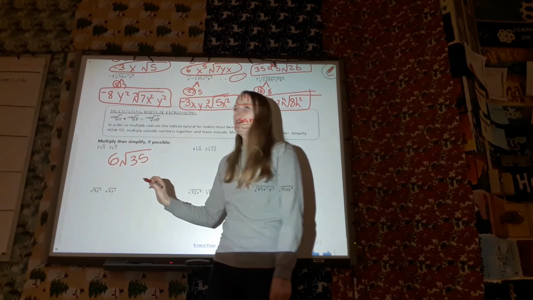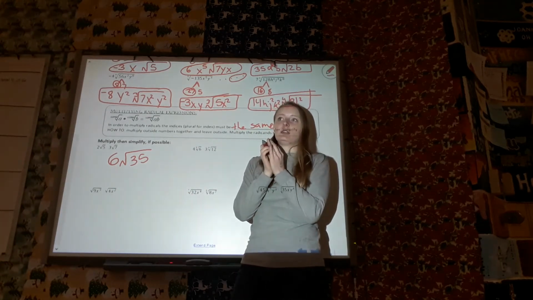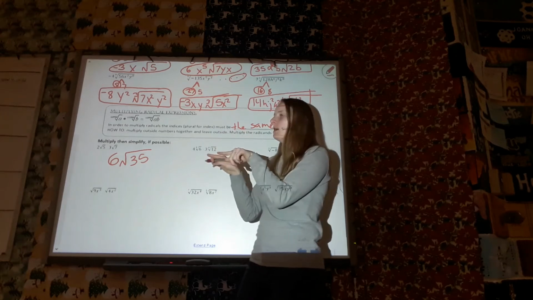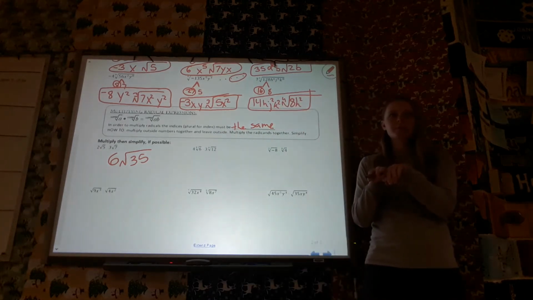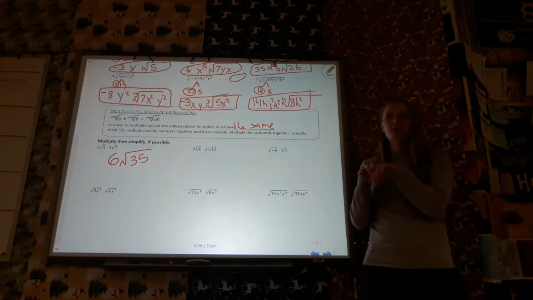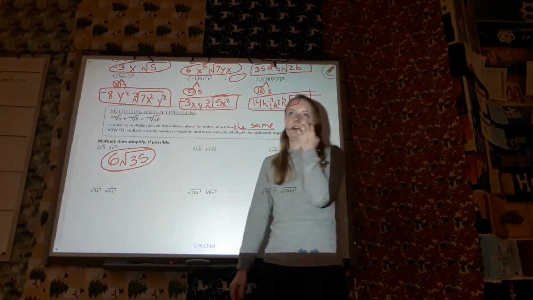get 35. At this point, once it's now one radical, you ask yourself, can I simplify that? Can I split 35 into 2 factors where one of them is a perfect square? Is that possible? What are the 2 factors of 35? 5 and 7, neither of which are perfect squares, so that would be my answer.